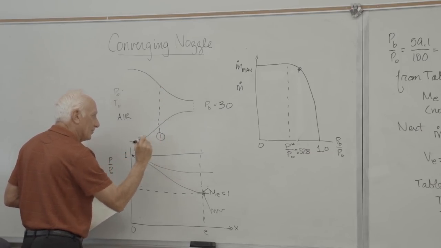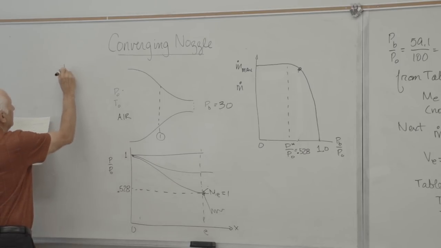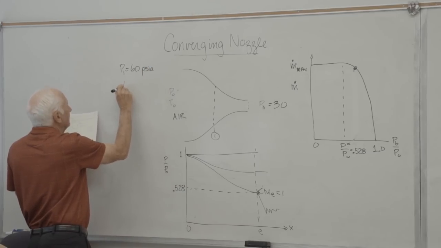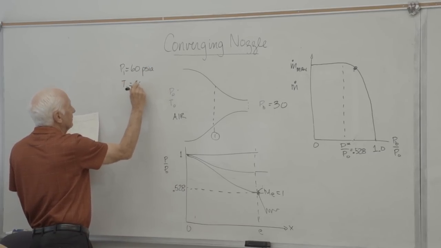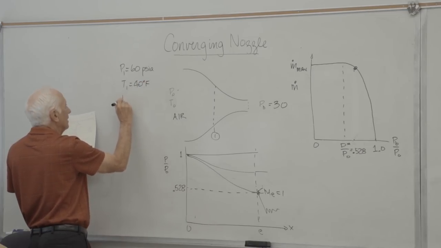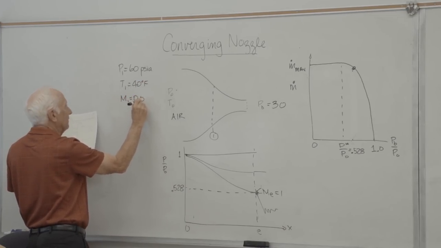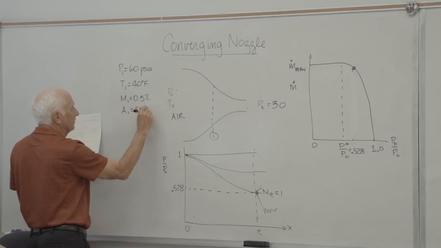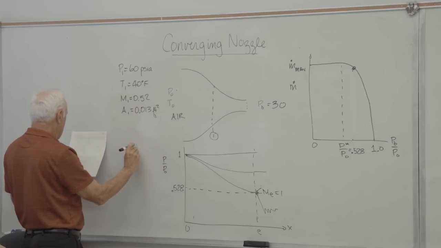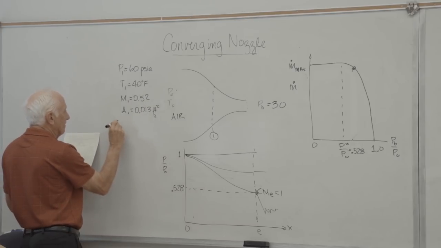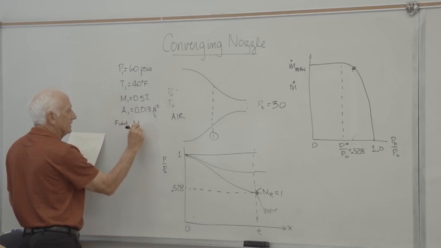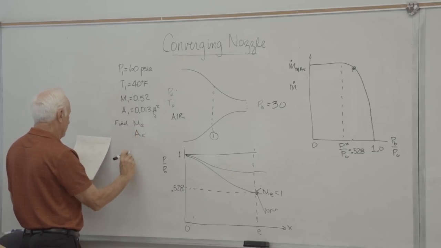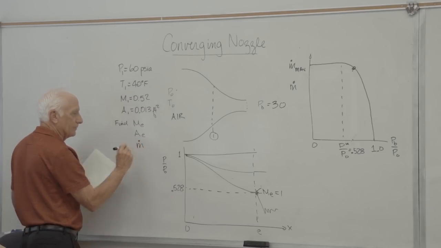Some location, call it A1. P1 equals 60 PSIA. T1 equals 40 degrees Fahrenheit. Mach number at 1 equals 0.52. Area at 1 equals 0.013 square feet. Find the Mach number at the exit. Find the area of the exit. Find the mass flow rate through the nozzle.